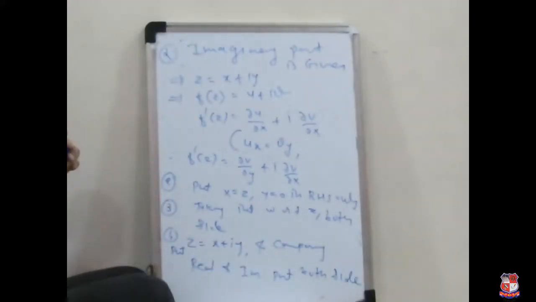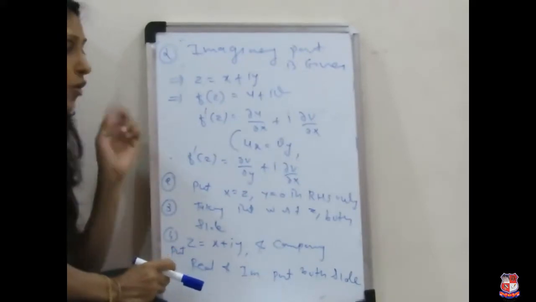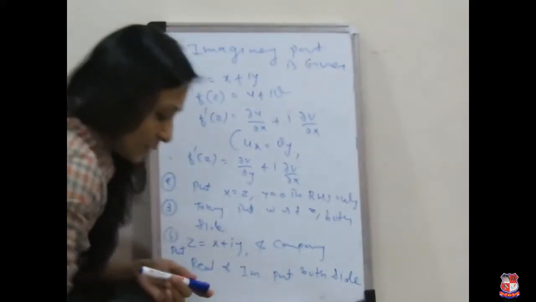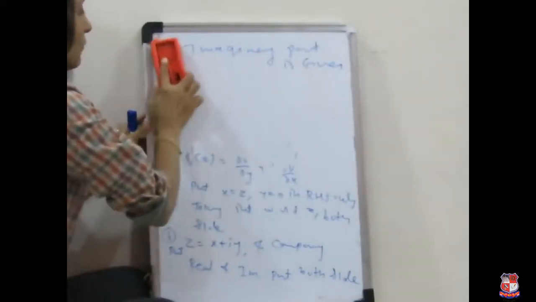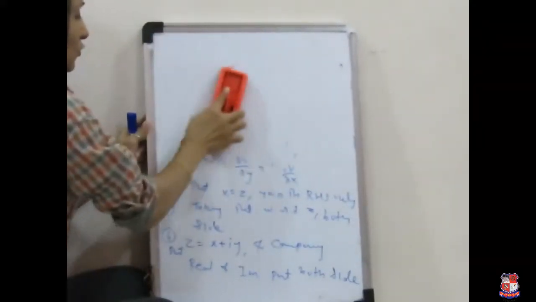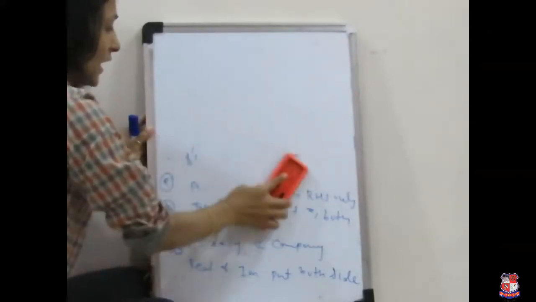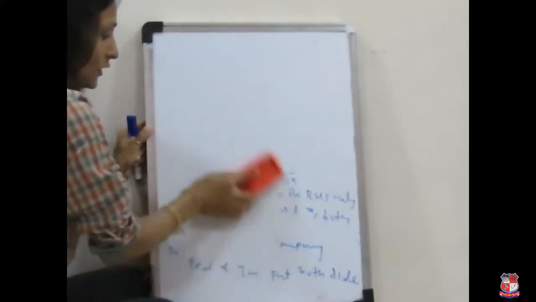This method is Milne-Thomson method to find the function if we are given a real part or an imaginary part. Now we solve some simple examples. If we are given a real part, then how to find the imaginary part.